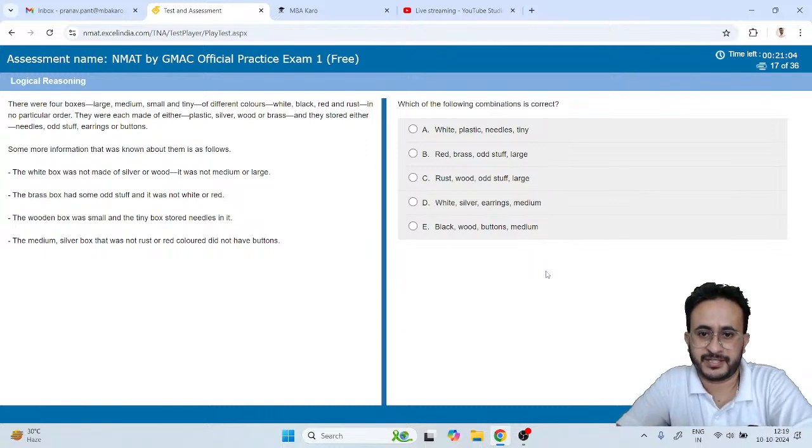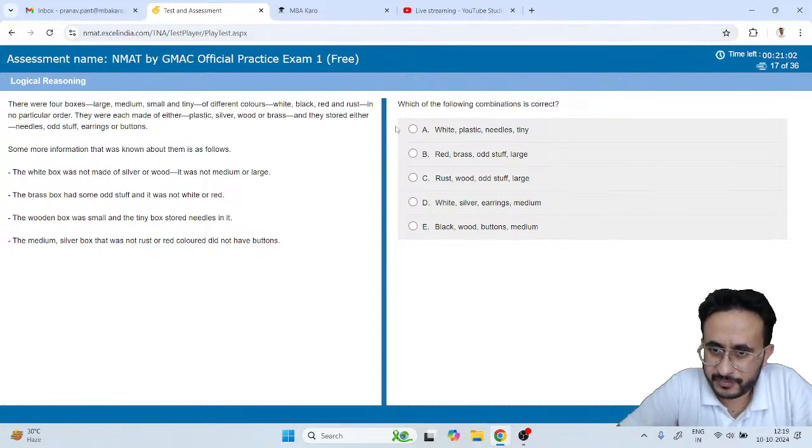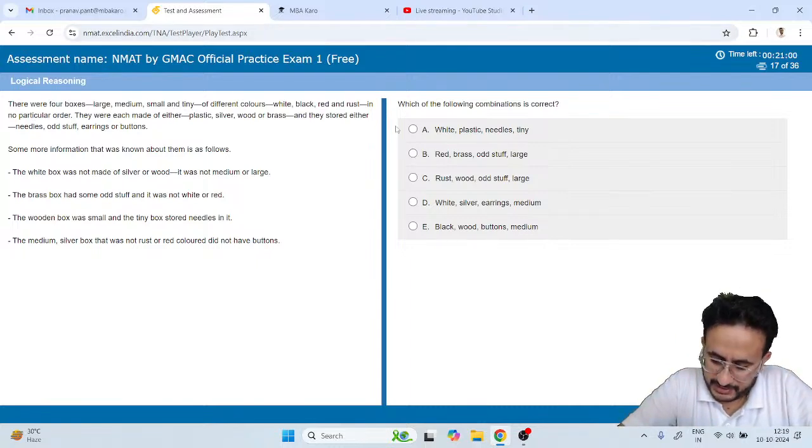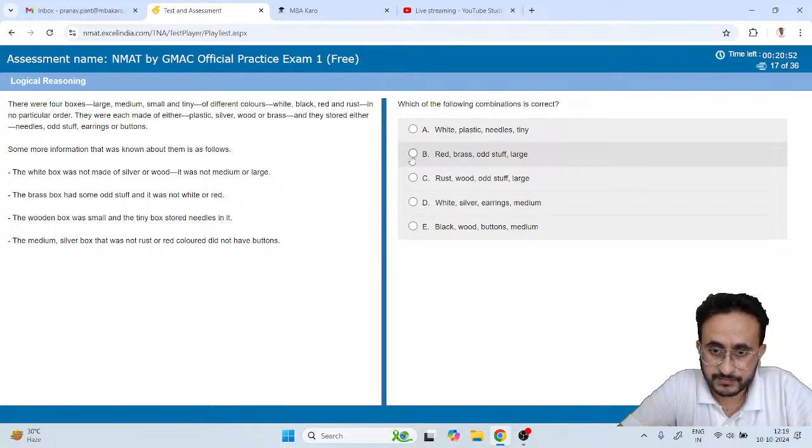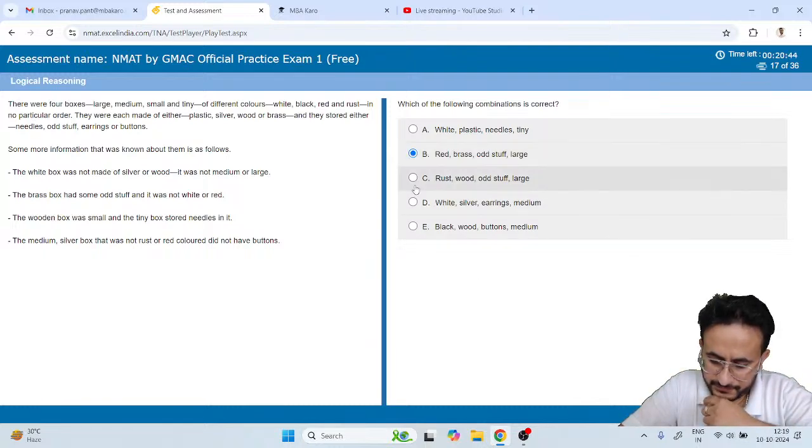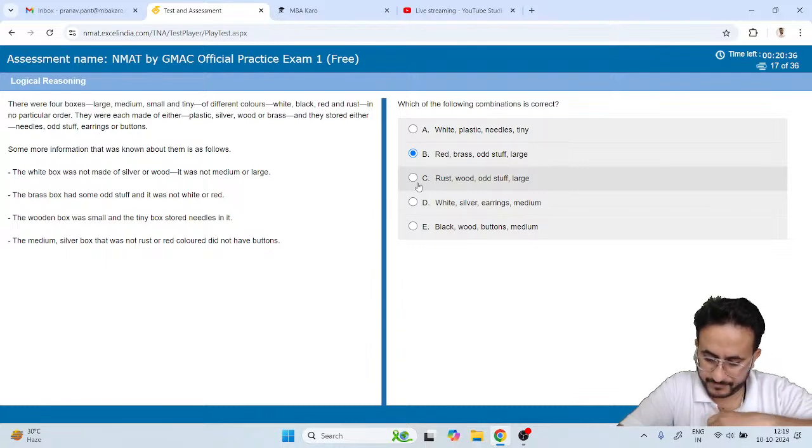I made some mistake in the arrangement because now the answers are not matching. Tiny is red in color. Large is rust in color. So I think I made a mistake. It should be red instead. Wood, odd stuff. Rust, wood, odd stuff, large. Rust, odd.